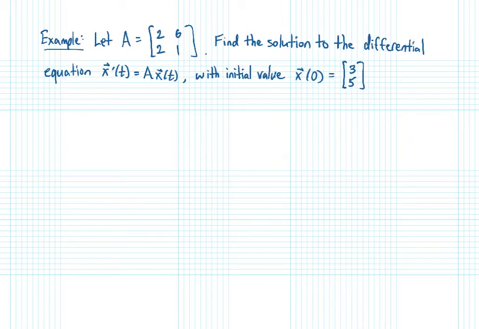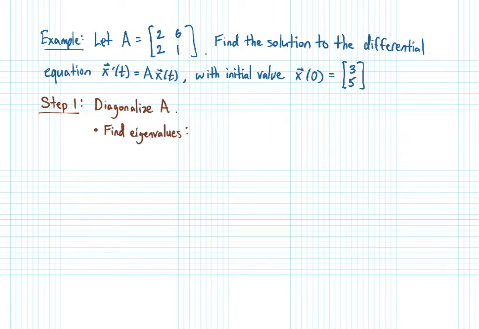So suppose we have this matrix A, and we want to find the solution to the differential equation x prime equals A times x, with an initial value that's given. According to the fundamental theorem of ordinary differential equations, there is a unique solution to this problem, and we're going to use linear algebra to find it. So the first step is going to be to diagonalize A, and to do that, we're going to need to find the eigenvalues and eigenvectors.